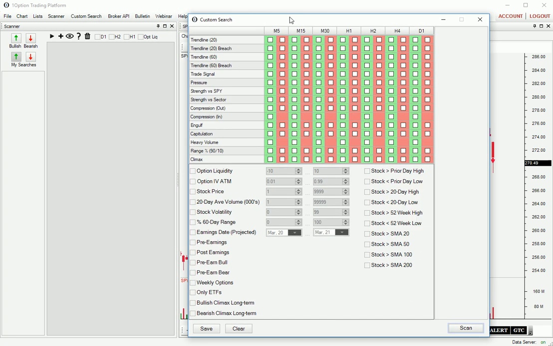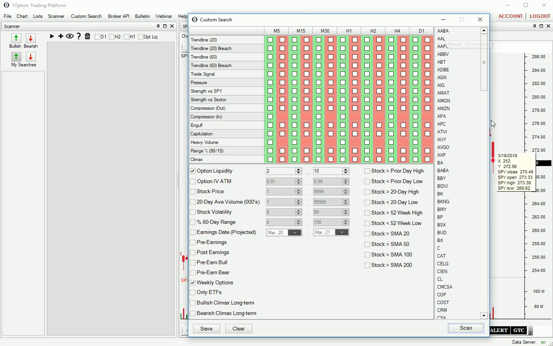And in the custom search, since I am looking for option trades, I'm going to click option liquidity. And I'm going to enter a value of 2 so that I know that that stock has pretty decent option liquidity. And I'm also going to click weekly options. Now this is something that I do all the time. If I just use this search, these are all stocks that have very, very liquid options.